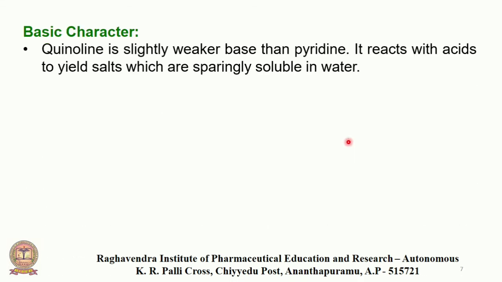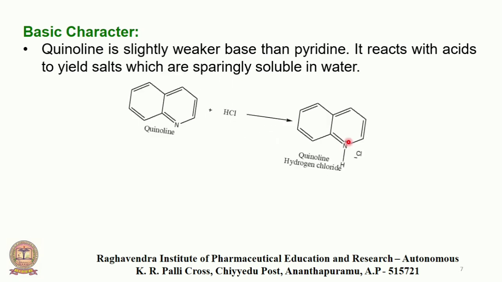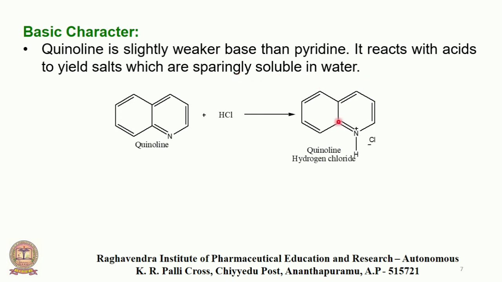And see the basic character. As with pyridine, due to the nitrogen lone pair of electrons, it can donate and make a bond with any acid, that is with a proton, and produce a salt. That's why quinoline has basic character like pyridine, but compared with pyridine, quinoline has weaker basicity. When it reacts with acids, it gives sparingly soluble salts. The lone pair on the nitrogen donates to the H+ ion, making an N-H bond, quinoline hydrogen chloride. By this we can consider it as having basic character like pyridine.